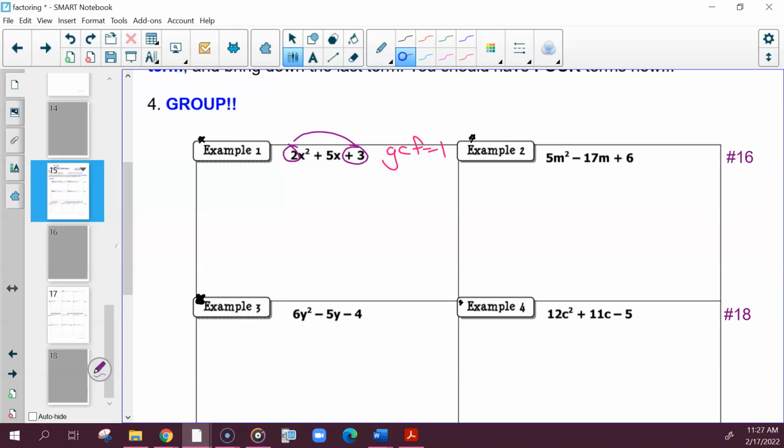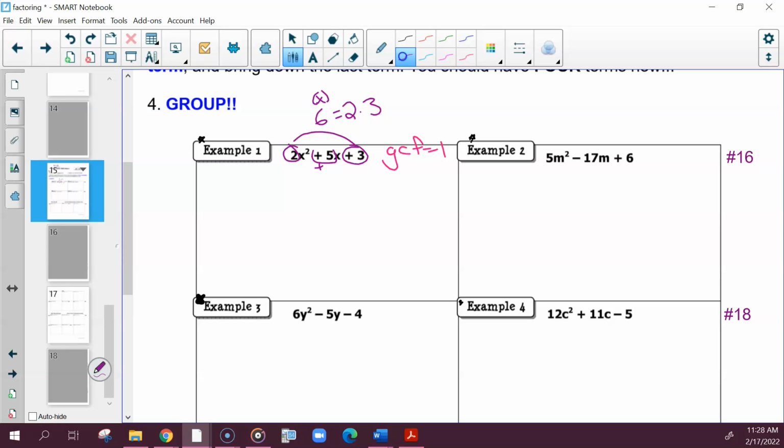So 2 times 3 will give us 6. And we're looking for 2 numbers that multiply to be 6, but add to be 5. What are 2 numbers that multiply to be 6, but add to be 5? 1 and 5 would multiply to be 5, not add. 2 times 3. Yeah, you had your hand raised. 2 and 3, yes. So we can say 2 times 3 would give us 6. 2 plus 3 would give us 5.